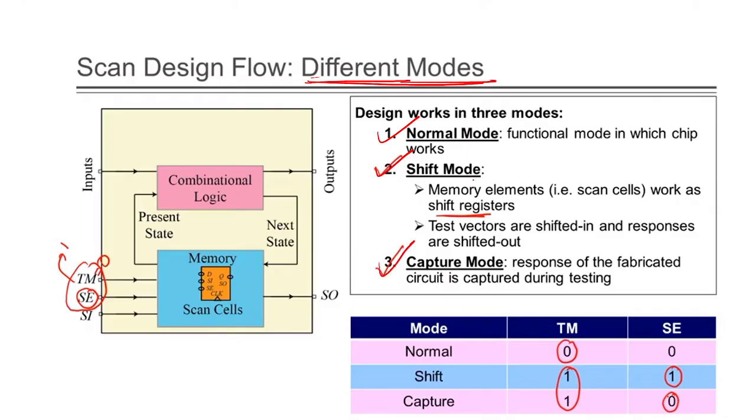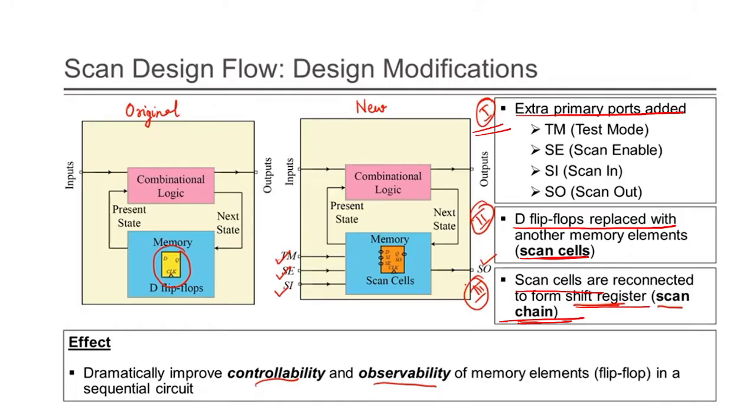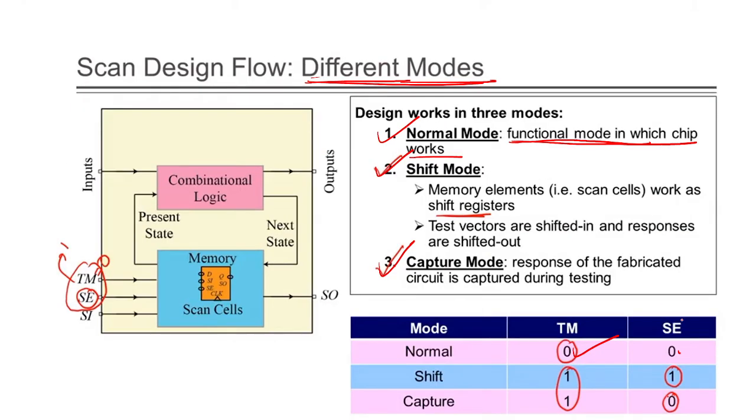Normal mode means the functional mode in which the chip works. For normal mode, for TM you need to give 0, and SE, which we already saw is scan enable, you also need to give 0. So normal mode means it works normally.